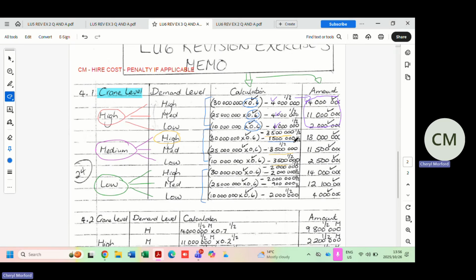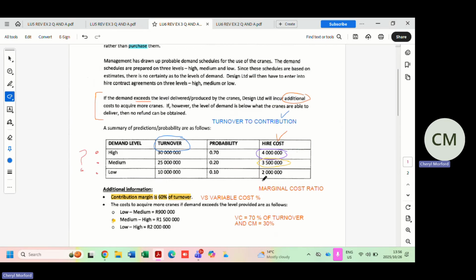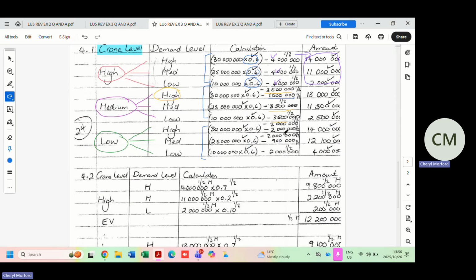Lastly, we're going to do hiring the small machine or low. To repeat, we're going to get the contribution, 60% of the turnover. We need to hire the machine at a cost of 2 million. So we're going to, in each of the outcomes, subtract 2 million, subtract 2 million, subtract 2 million. Now let's try and find if there is a penalty. Not in the case of the small machine and the sales being low. Only here, this is one.